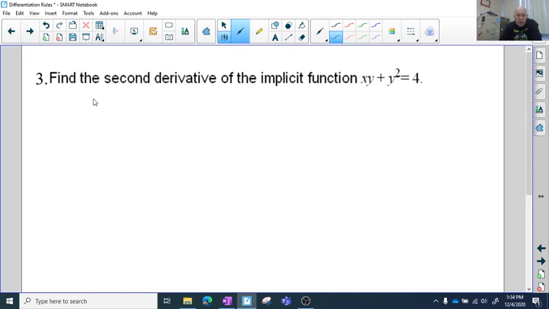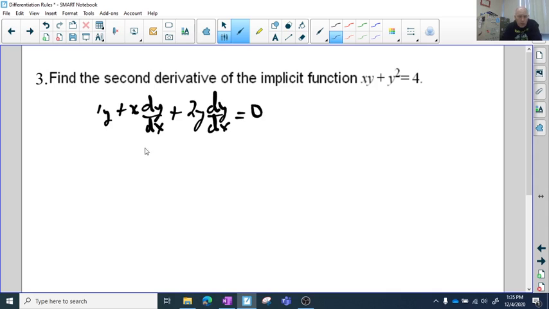I'm just going to quickly show you how this all plays out if it's implicit. We've looked at implicit in our last section. Let's take the derivative of this expression. It's a product rule for xy. The derivative of the first is just 1 multiplied by the second, plus the first multiplied by the derivative of the second, plus 2y dy over dx, and the derivative of a constant is 0.